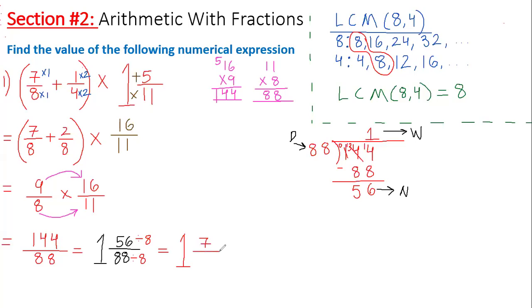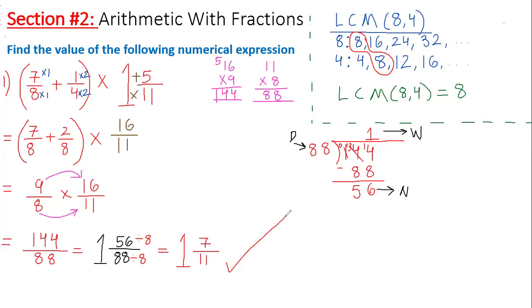All over what? 11. 88 divided by 8, which is what? 11. 11. 11. 7 over 11. And so the answer is 1 and 7 over 11. Anyone had this before me?